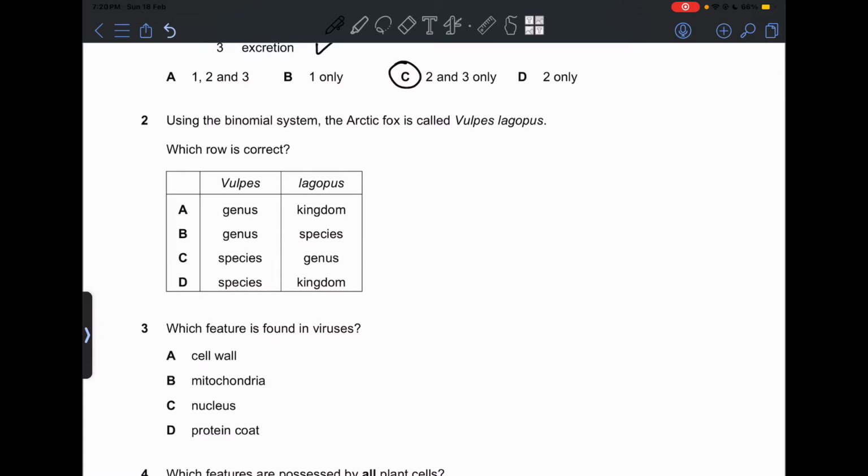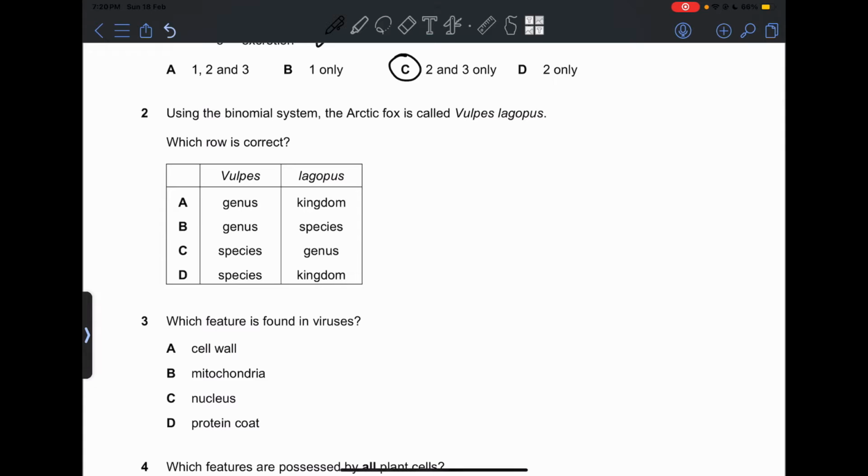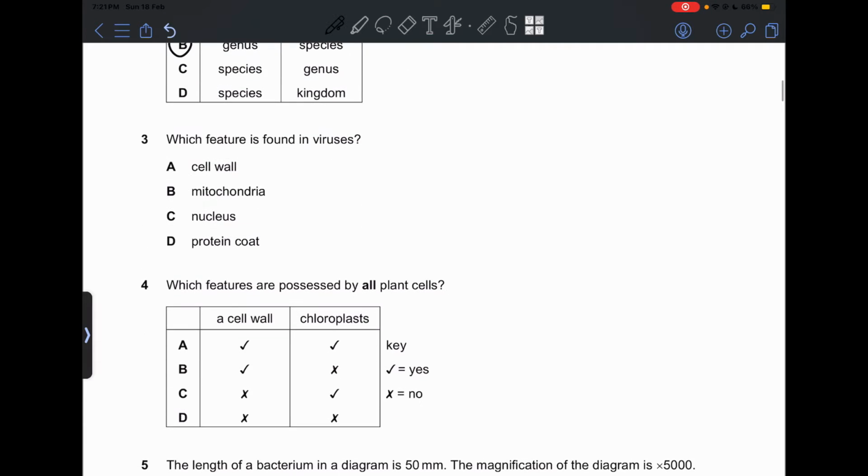Number 2 says, using the binomial system, the Arctic fox is called Vulpes lagopus. Which row is correct? So we know that the first name is actually the genus because it is in capital letters and it's also italic. And the second one is actually the species, so our answer is going to be B. Number 3, which feature is found in viruses? Of course, this is the protein coat.